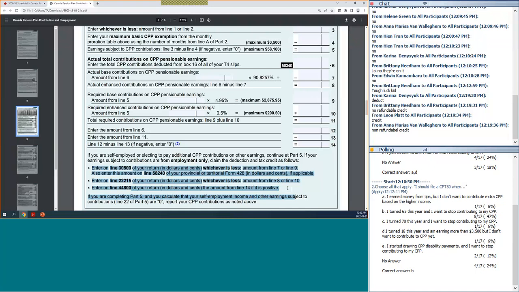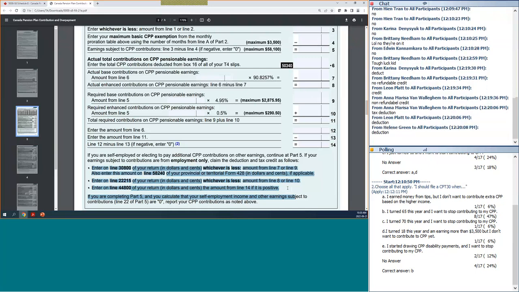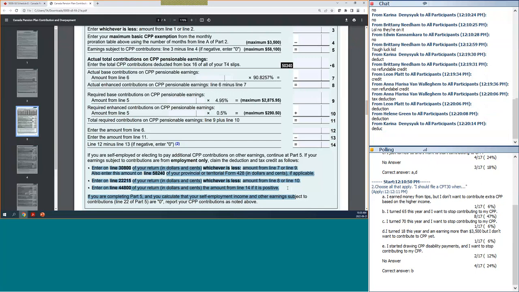Then we have 22215. 22215, is that a deduction or a credit? Deduction. Good. The value of a deduction depends on the tax bracket of the taxpayer. And we know which page to find it on because it says 2. Good. And then the very last one, 44800, is that a deduction or a credit?